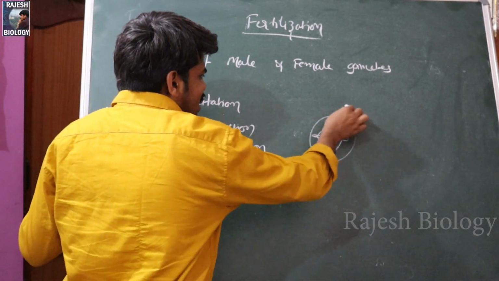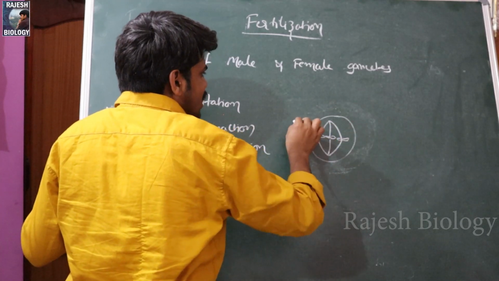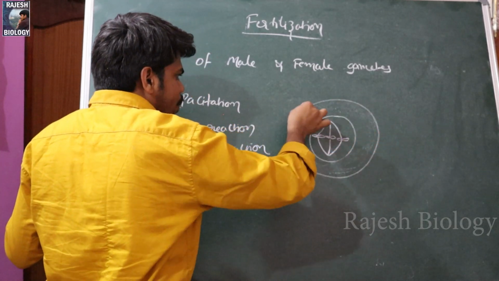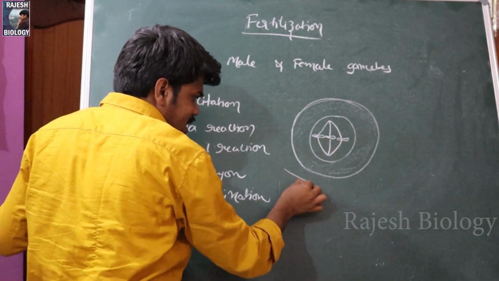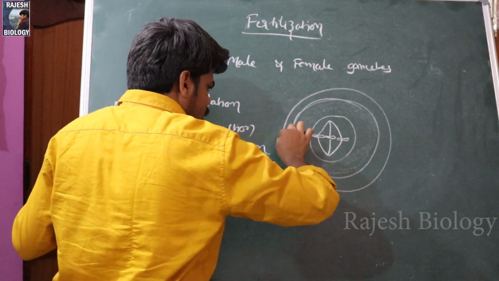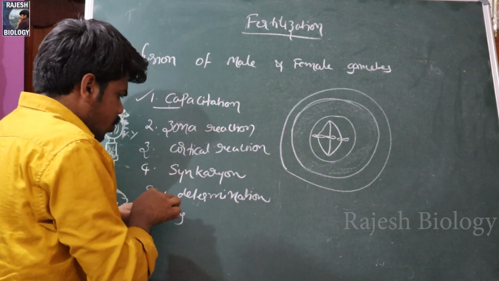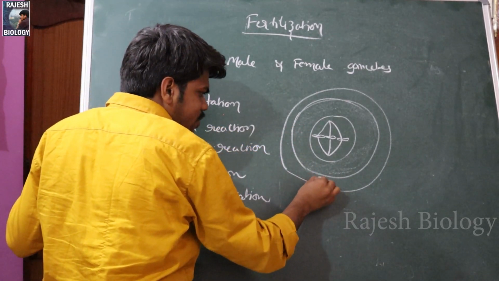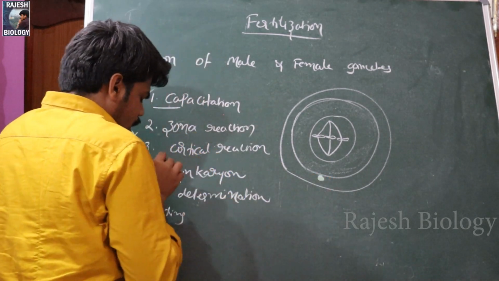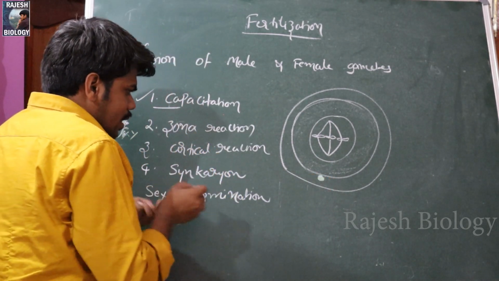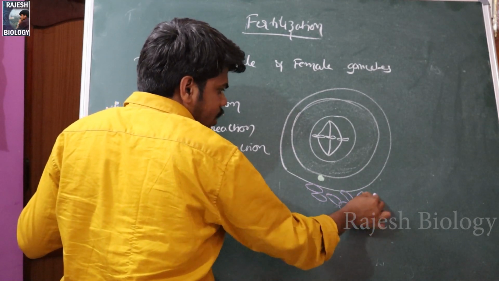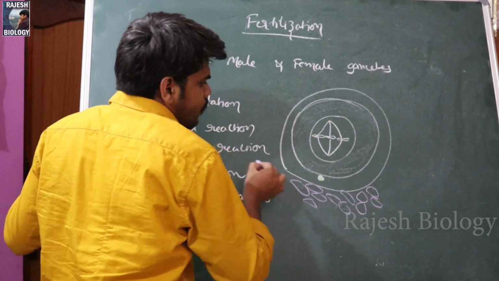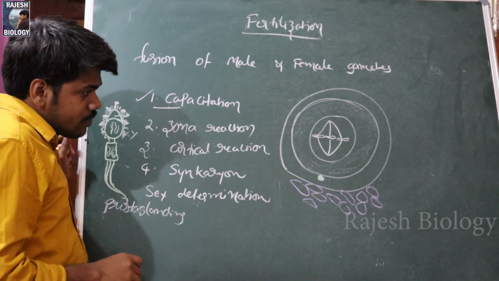So this is the cytoplasm, and this is the vitelline membrane, and this is the zona pellucida. Between these two there is the first polar body. Outside the zona pellucida, there is the corona radiata. Corona radiata, the R should be rolling, right? So the corona radiata is there.